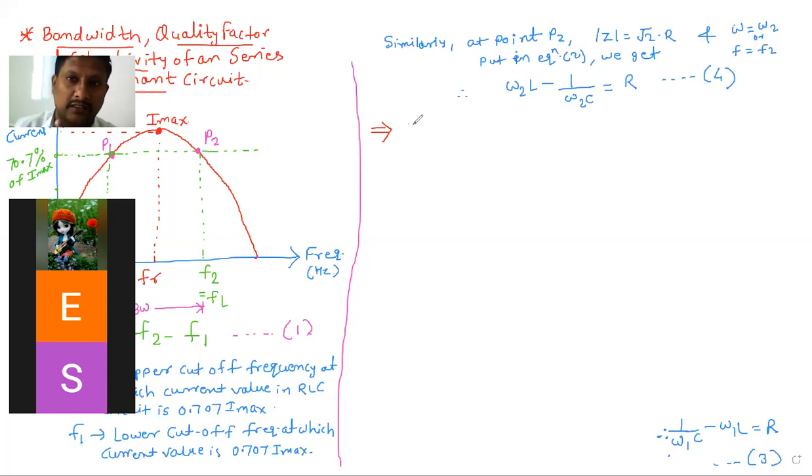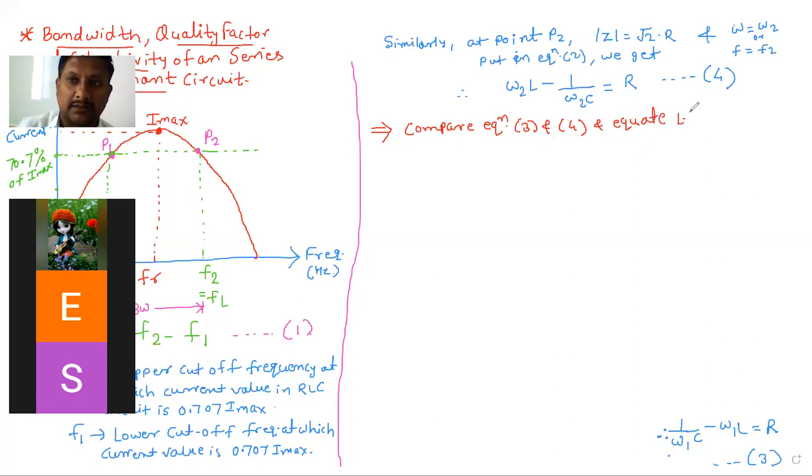Equate both sides. Compare equation 3 and 4. What are you observing? Equation 3 is here and 4 is here. What is the same here? R. Yes, the right hand side is same. Okay, the right hand side is same, then obviously the left hand sides are also same. So compare equation 3 and 4 and equate.